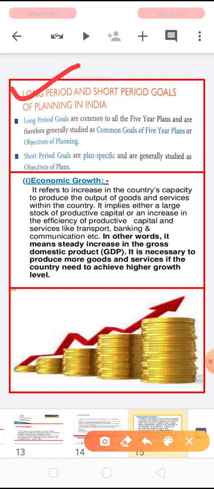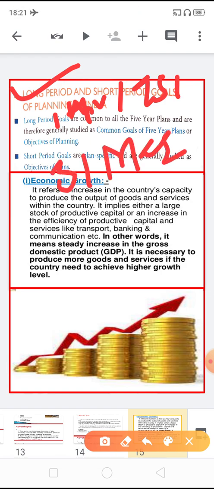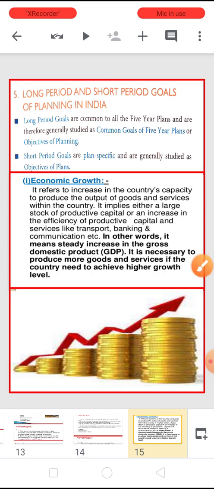And for your kind information, children, the first 5 year plan was launched for the period starting from 1st April 1951 and ending with 31st March 1956. This was basically the tenure of the first 5 year plan, and thereafter each 5 year plan listed the basic goals of India's development, which served as a guiding principle of India's planning. So their basic goals are as under.